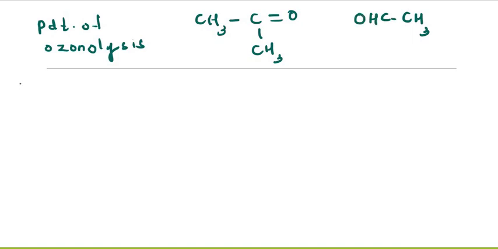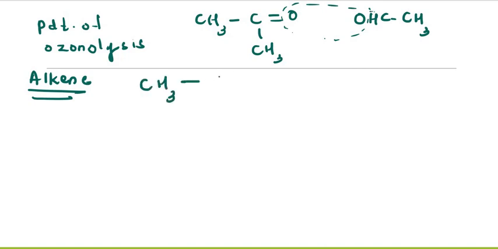Now we are asked to find out the alkene from which we have got this ozonolysis product. How to do it? Just remove the oxygen atom from both sides and put a double bond. So what is the product that we are getting? (CH3)2C=CHCH3. This is our product.